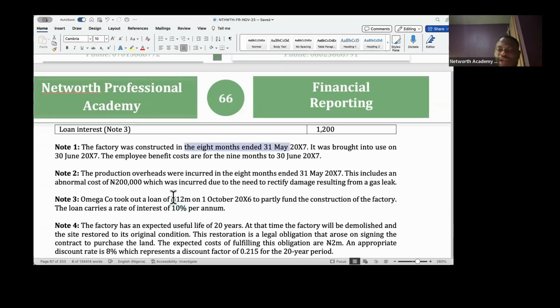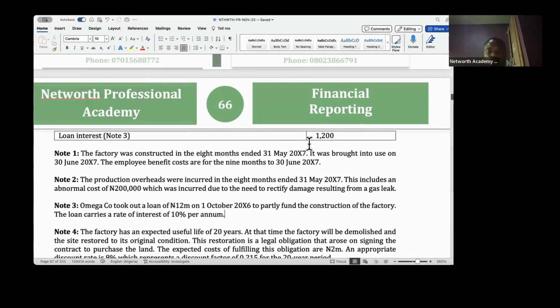So that means we cannot capitalize the entire 10% of 12 million. So that means we need to prorate by 8 over 12. And that's the portion we are going to capitalize for this interest. So we are not capitalizing the entire 1,2, because if you do 10% of 12 million, that gives you 1,2. This is for 1 year.